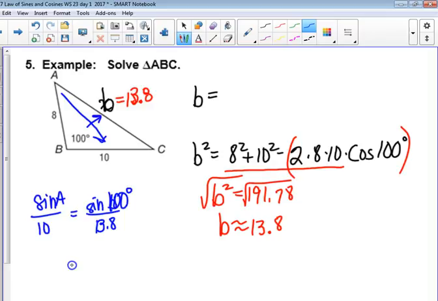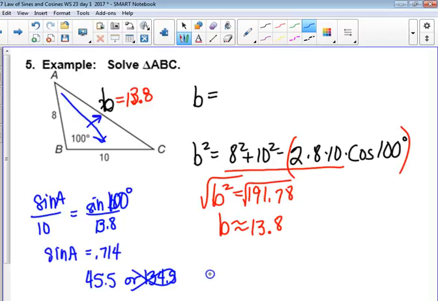10 times the sine of 100 divided by 13.8. I get the sine of A is 0.714. If I do second sine of that, I get 45.5. Do I have to worry about the possibility of two different angles? Because I already know I have 100, right? So this one can't be more than 100.